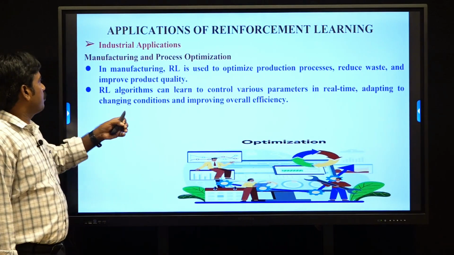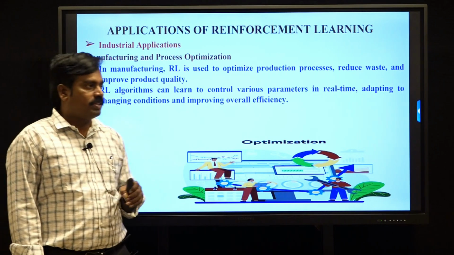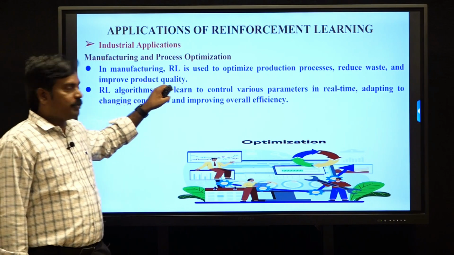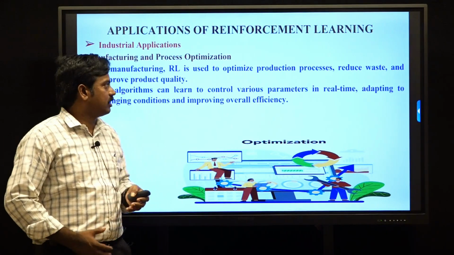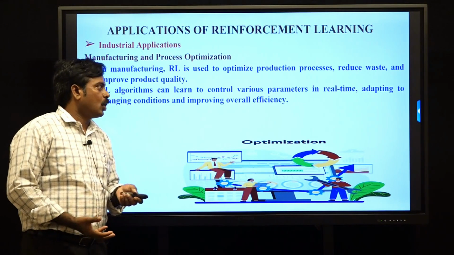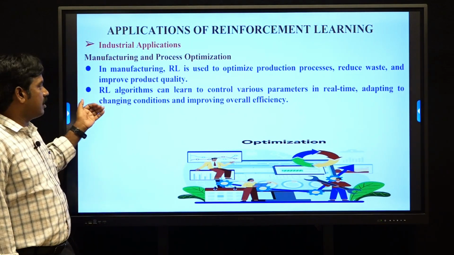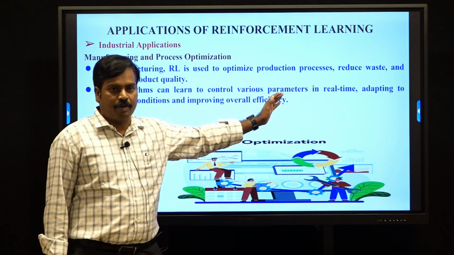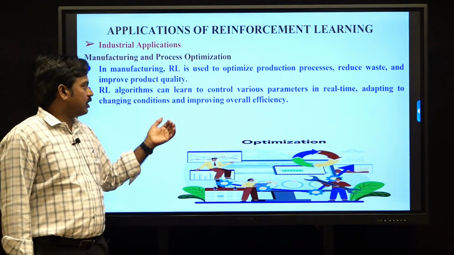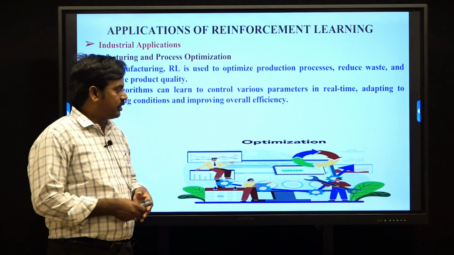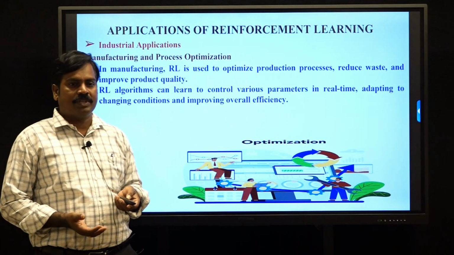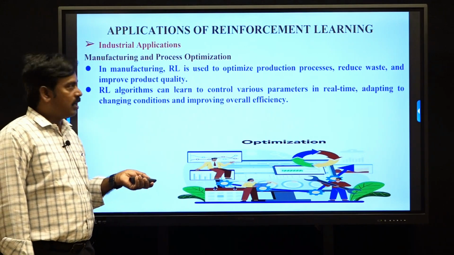Next is manufacturing and process optimization. In industrial manufacturing, reinforcement learning is used to optimize the production process in order to reduce waste and increase quality. These algorithms can learn to control various parameters in real time, adapting to changing conditions, which improves overall efficiency. So industrially they are used for energy management and process optimization.